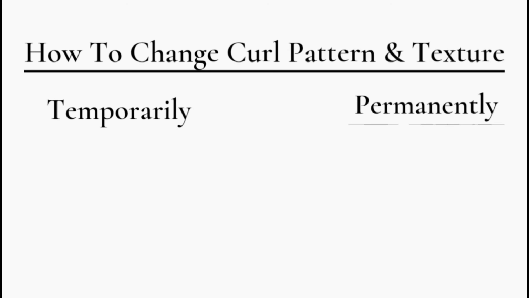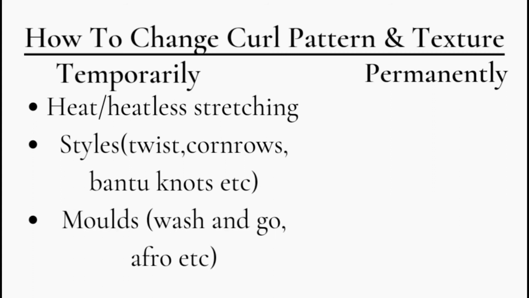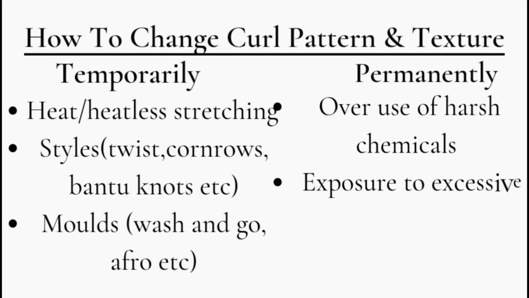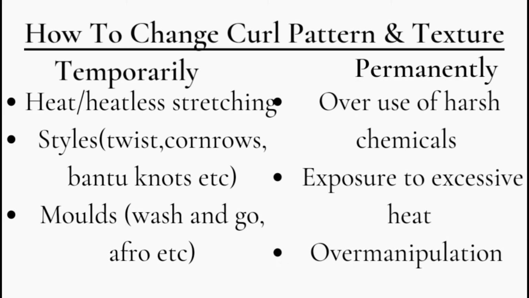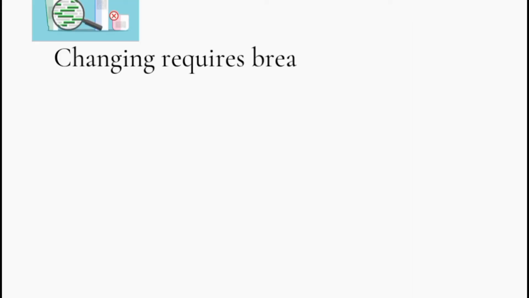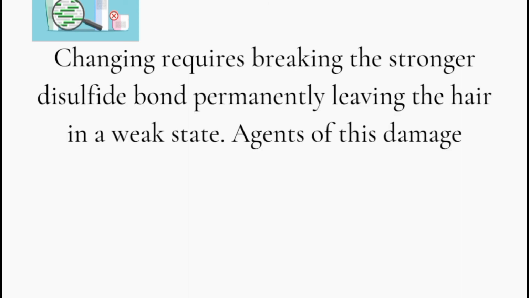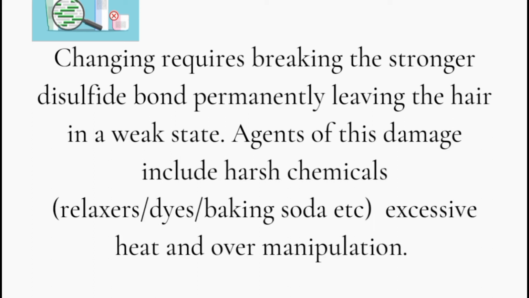Now your curl pattern and your texture can be changed temporarily and permanently. Temporarily would be through stretching your hair, putting the hair in molds, that's putting in different styles, and wash and goes. And permanently would be from overuse of harsh chemicals, excessive use of heat, and even over manipulation. Once the hair gets to this state, the disulfide bond is broken down and it leaves the hair in a weak state. Some of these harmful chemicals would include hair dyes and even baking soda when overused.